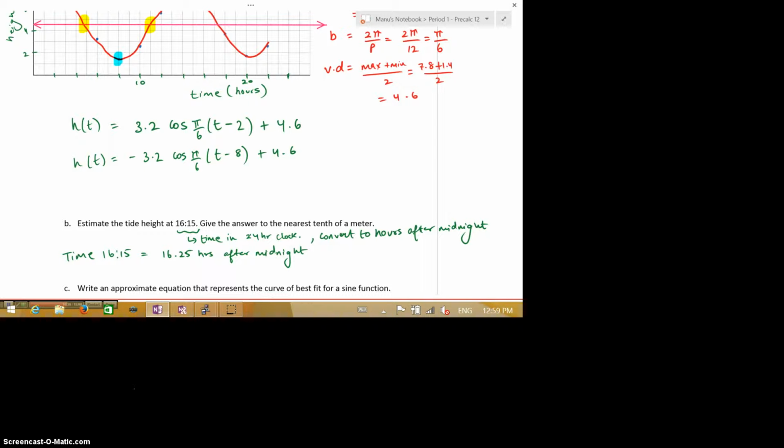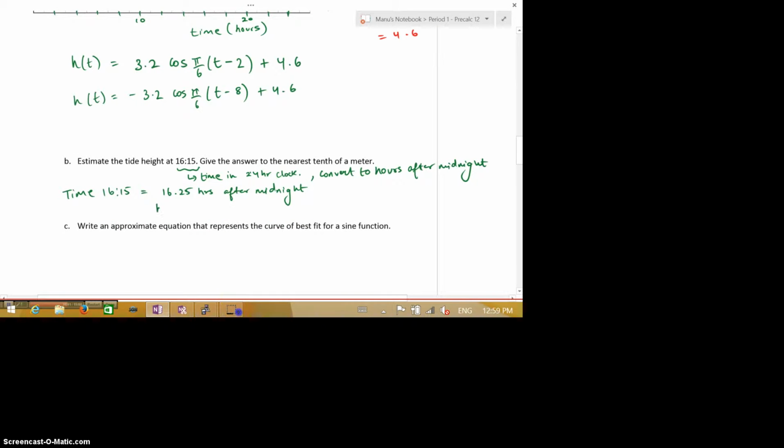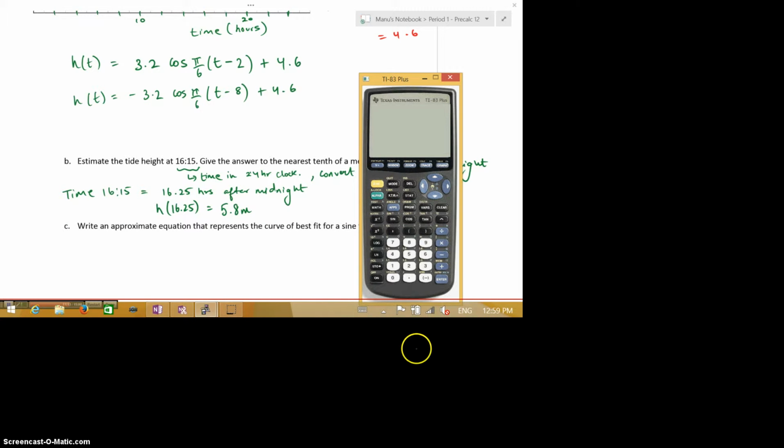Now I can go ahead and evaluate that. I want to figure out what's going to be the height after 16.25 hours after midnight. Take that 16.25, plug it into any one of those equations and solve it and see what you get. And once you've done that, the answer you should be getting, and you can verify this, is 5.8 meters, I believe. So try that on your calculator, plug it in, and hopefully we end up with 5.8 meters. And I'll do that over here to show you how to plug this into the calculator.